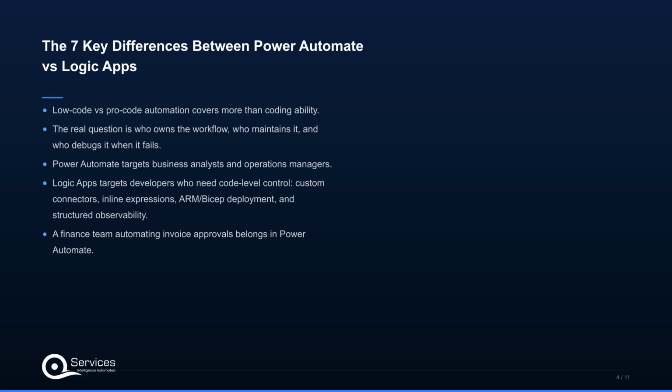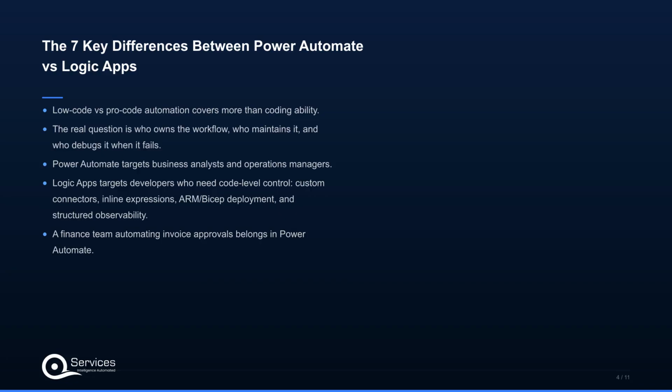Low-code versus pro-code automation covers more than coding ability. The real question is who owns the workflow, who maintains it, and who debugs it when it fails. Power Automate targets business analysts and operations managers. Logic Apps targets developers who need code-level control, custom connectors, inline expressions, ARM/Bicep deployment, and structured observability.